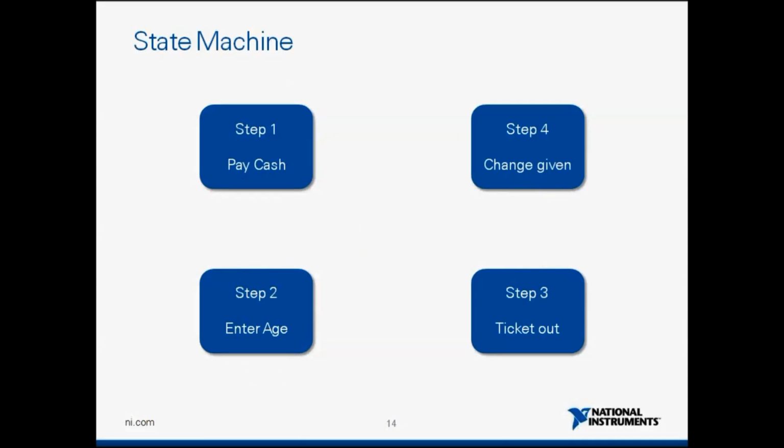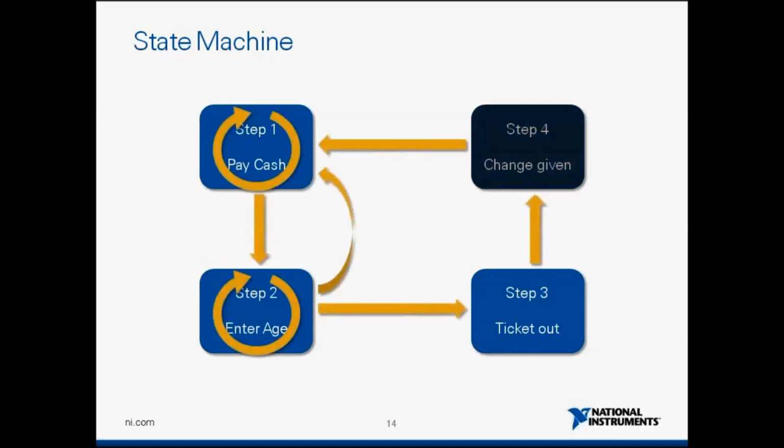This looks like there are 4 states in which the program can exist: Step 1, Step 2, Step 3, and Step 4. The program can transit from one state to another depending on some conditions.